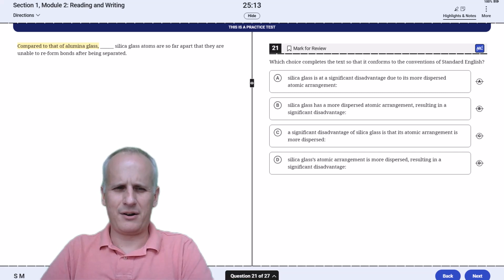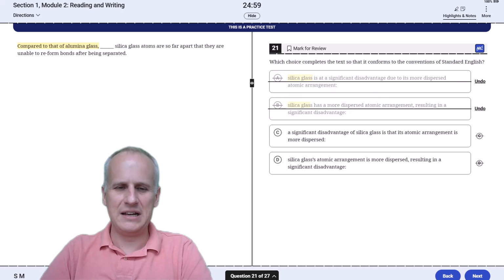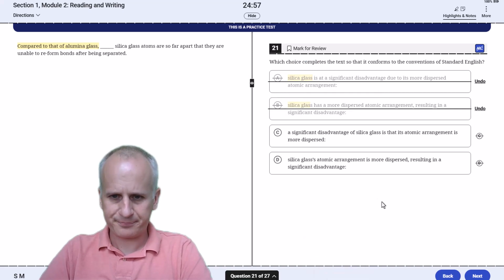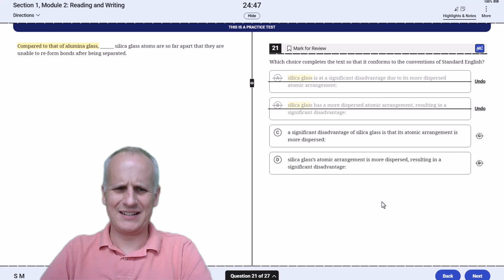Well, you can't compare something that alumina glass possesses to silica glass directly. So choice A is out because we're introducing an inaccurate comparison. So we'll just highlight silica glass, and we can highlight silica glass in choice B as another incorrect comparison. So then moving on to choice C, a significant disadvantage of silica glass. No, we're not saying that alumina glass has a significant disadvantage. It's a possession of alumina glass.